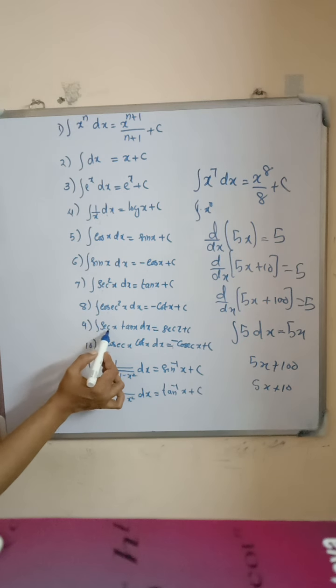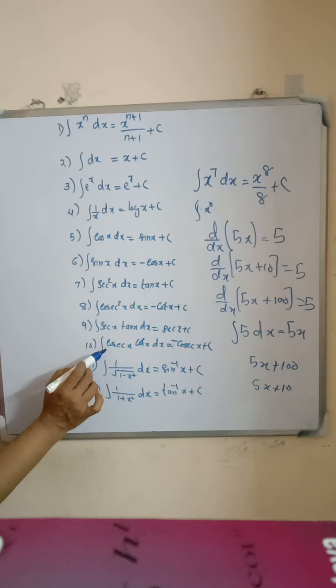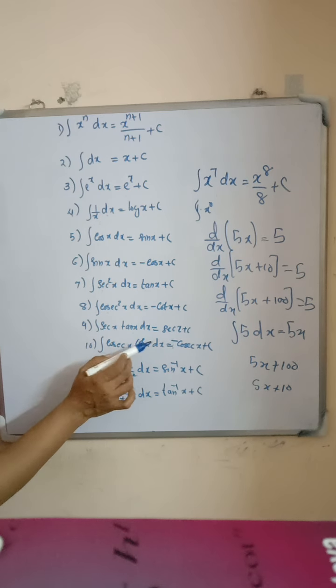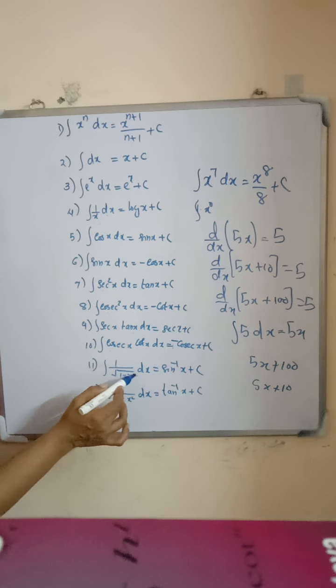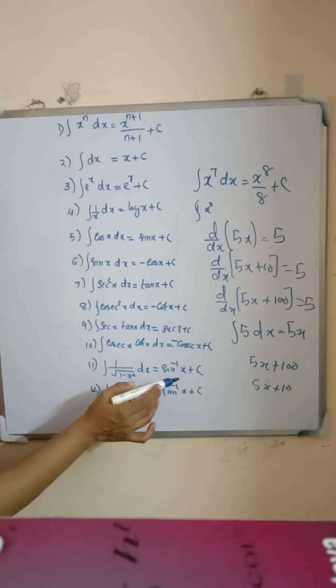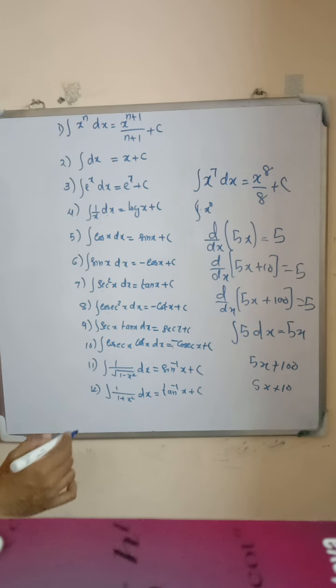What is the integral of sec x tan x? It is sec x plus c. What is the integral of cosec x cot x dx? It is minus cosec x plus c. Integral of 1 by root of 1 minus x square dx is sin inverse x plus c, and integral of 1 by 1 plus x square dx is tan inverse x plus c.